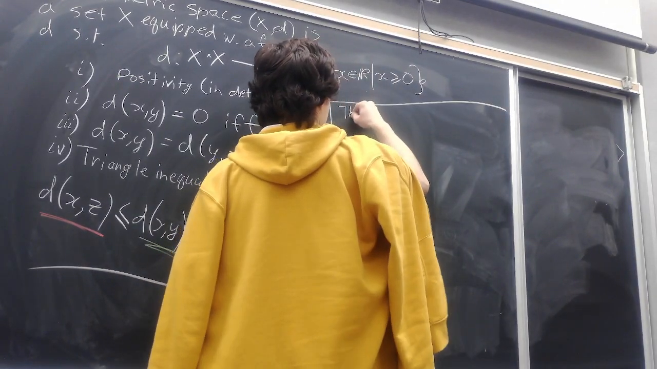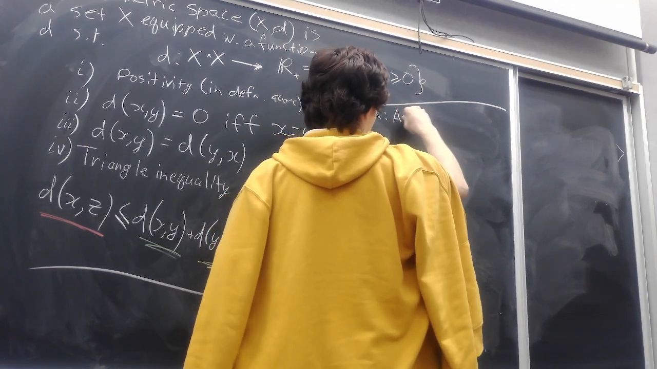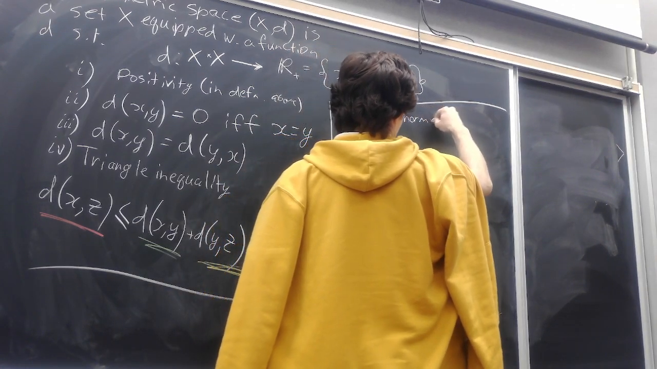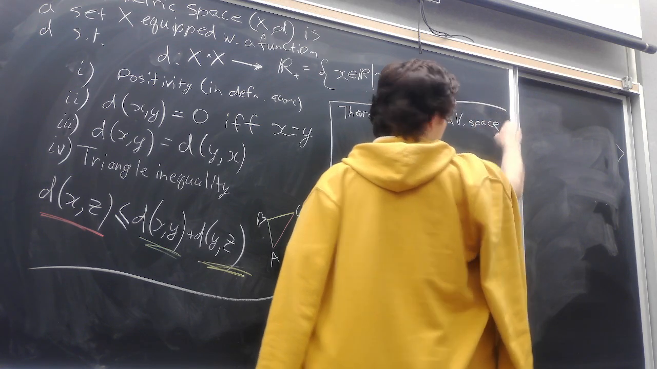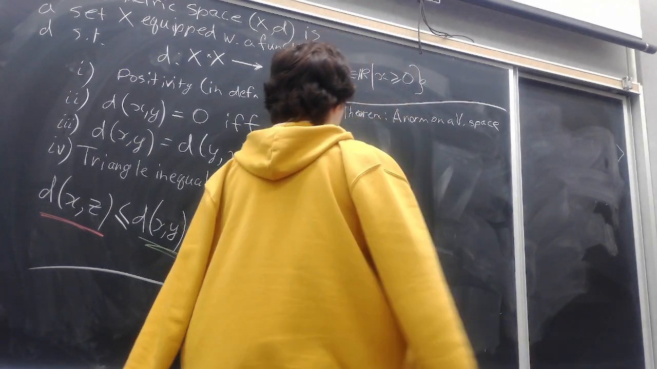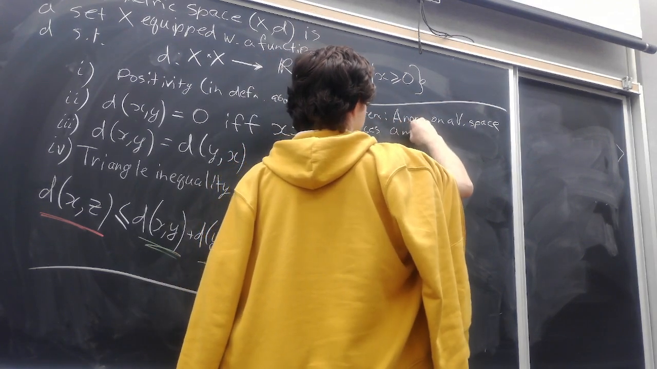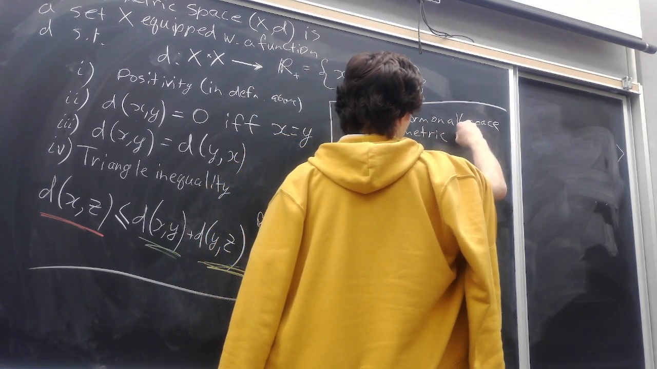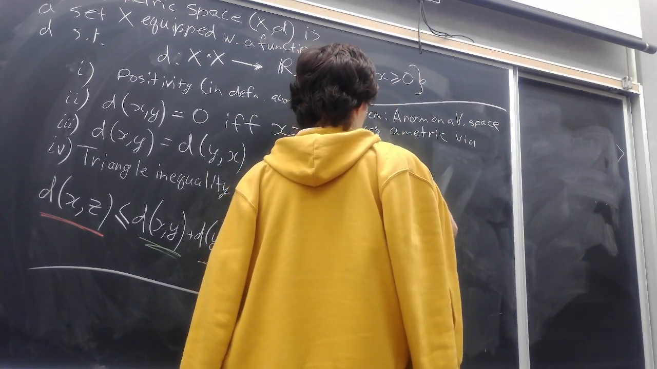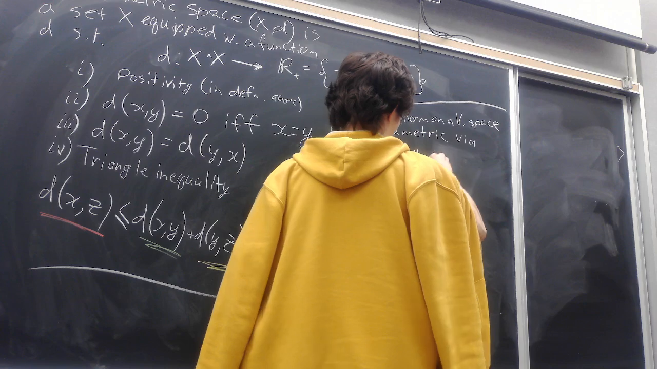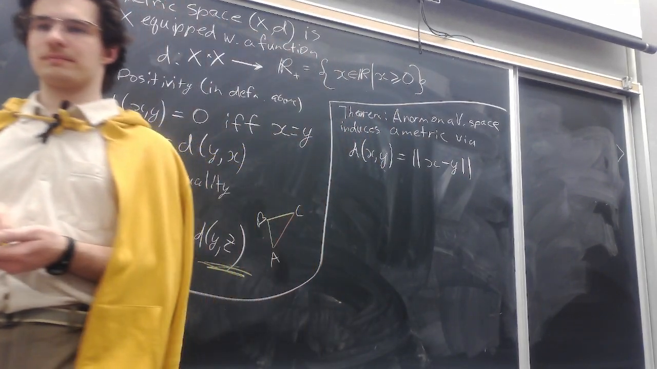Some theorem: a norm on a vector space induces a metric via the following equation: d(x, y) is equal to the norm of x minus y. Do you agree?